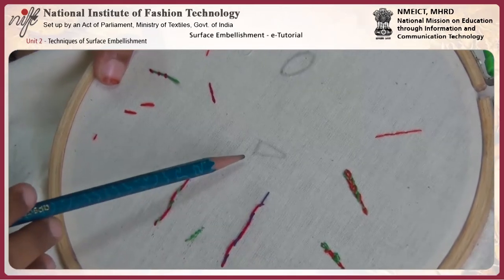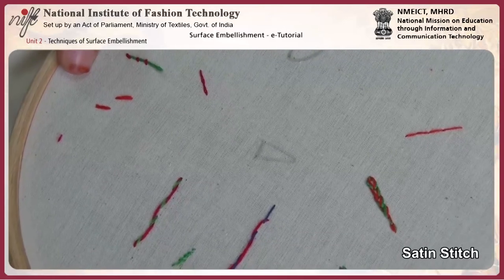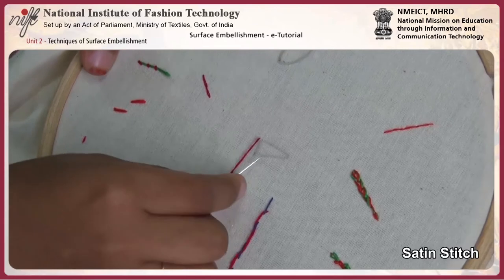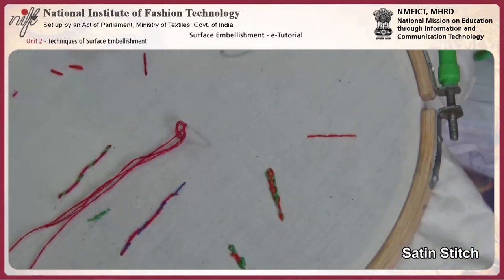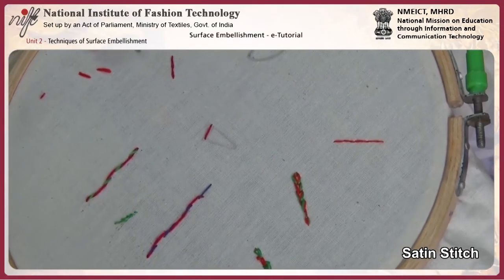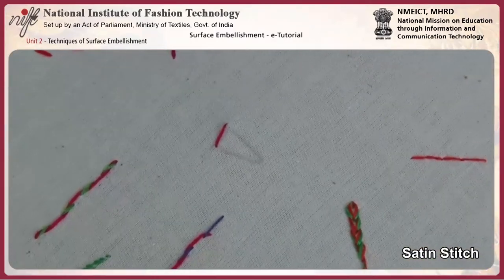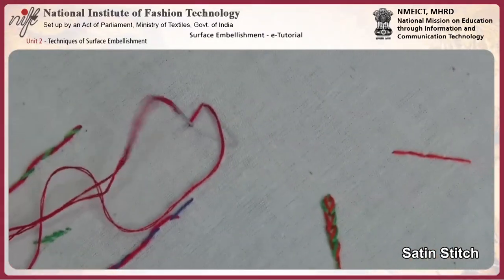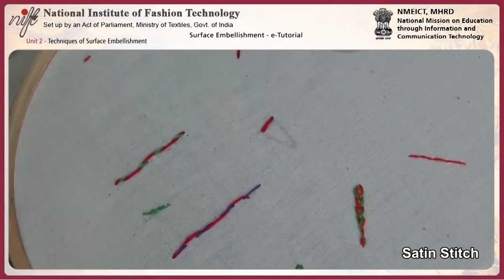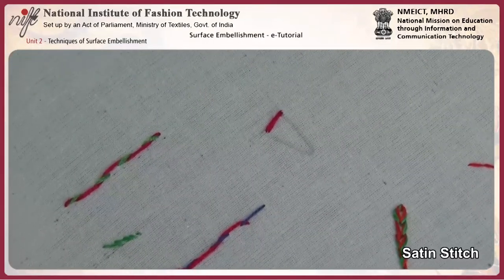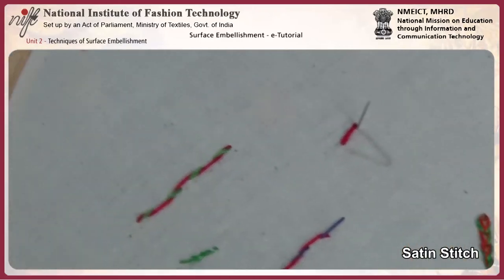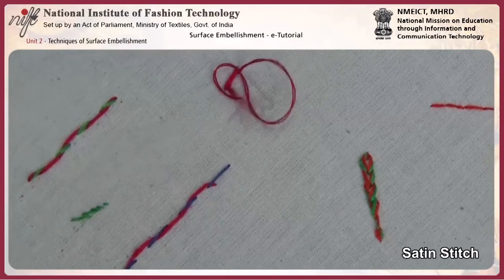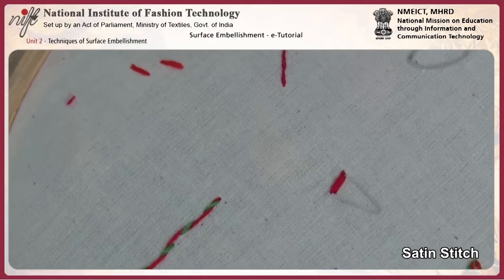Next stitch we are going to do is satin stitch. For that, draw a triangle. Take a needle. Start from one of its corners. Then very carefully take the next stitch very near to the first stitch. Come down, again very close to the second stitch done. Continue doing this till you get a raised effect.